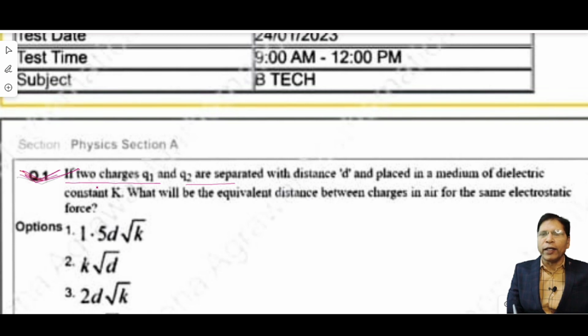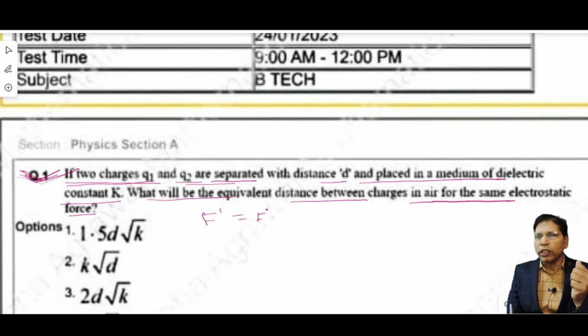Now question number 1. If two charges Q1 and Q2 are separated with a distance d and placed in a medium of dielectric constant K, what will be the equivalent distance between the charges in air for the same electrostatic force? So look at this. The electrostatic force in a medium is equal to the electrostatic force in air. Now here this is Q1 Q2 divided by 4 pi epsilon naught K d square.